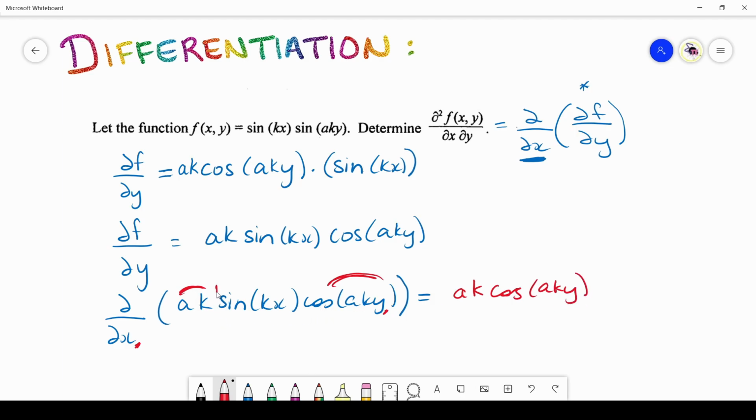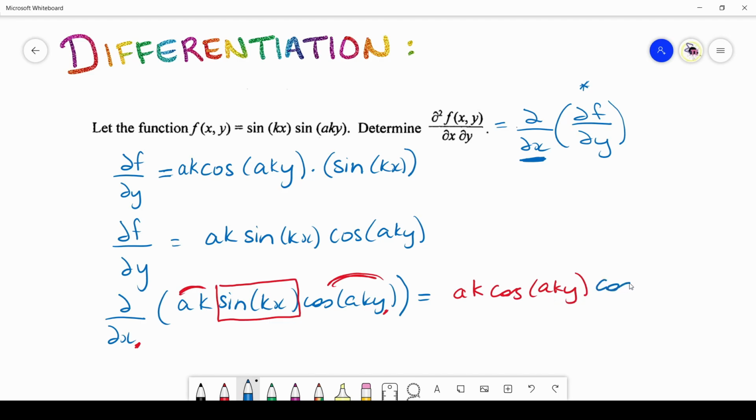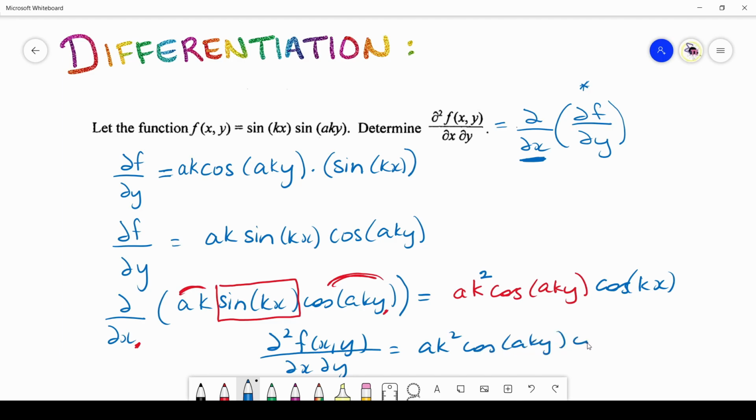And then the real big boy in this question is simply that. That's differentiable because that's in terms of x. And the derivative of sine is just simply cos. So let's just pull this back down. That's simply cos of kx. And of course, when you're differentiating something and it has a chunk inside, you want to pull that out. So the derivative of kx would be k, right? So we'll make this k squared here. And pretty much that's it. And that's your answer. You can rewrite it as ∂²f/∂x∂y is equal to ak² cos of aky cos of kx.